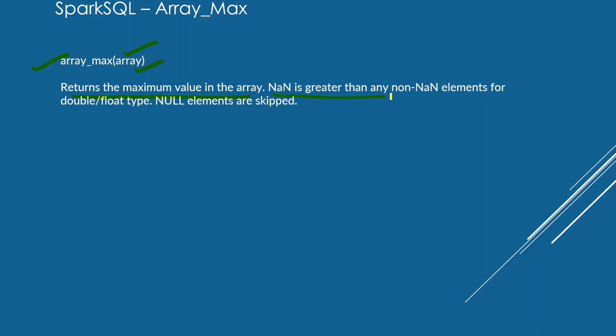NaN is greater than any non-NaN element for double type or float type. So how is it going to evaluate if the element is a non-NaN element of double and float type, and how is it going to compare with a NaN value? So a NaN value is greater than a non-NaN value, and null elements are skipped.